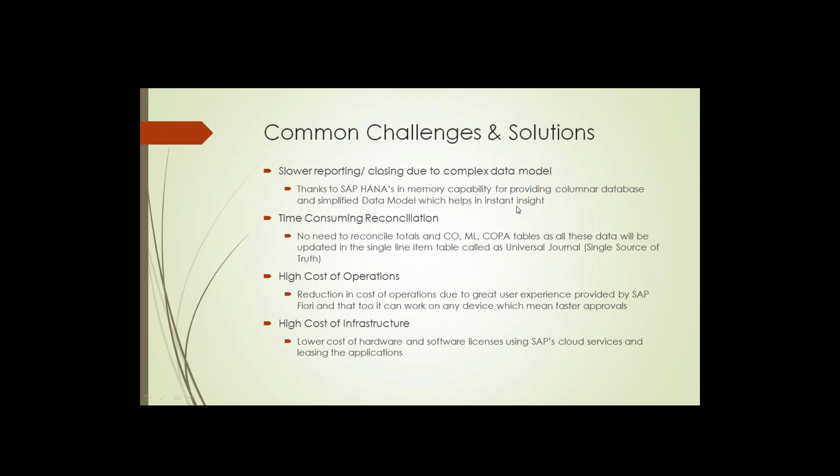But now it is possible. Now there is no need of any reconciliation because everything will be at one place, and that is the reason why it is called a single source of truth. The new table will be called a universal journal entry, which is also called a single source of truth.